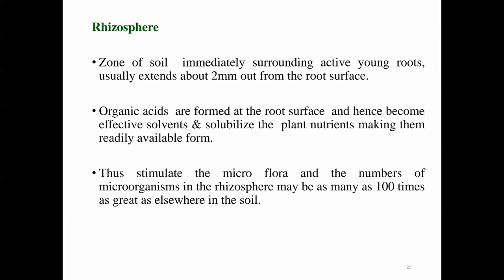Then, rhizosphere. The zone of soil immediately surrounding active young roots usually extends about 2 mm out from the root surface. Organic acids are formed at the root surface and become effective solvents, solubilizing the plant nutrients, making them readily available. Thus they stimulate the microflora, and the number of microorganisms in the rhizosphere may be as much as 100 times as great as elsewhere in the soil.